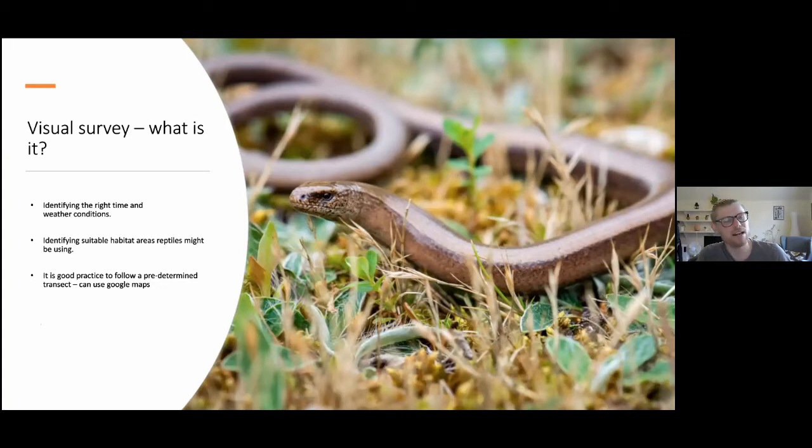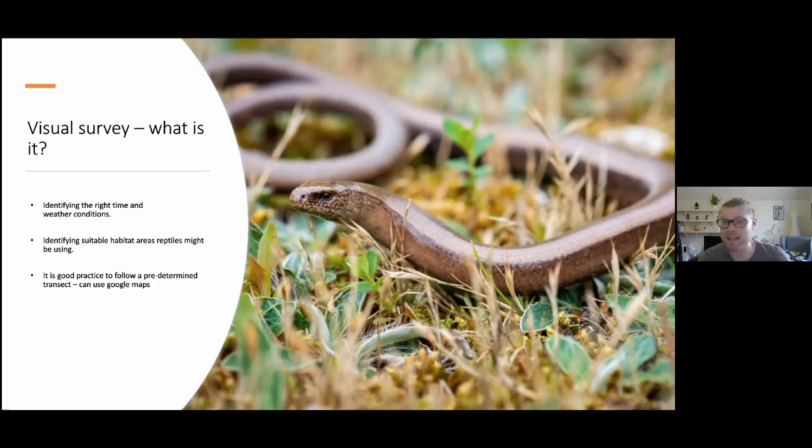Secondary to that, you really need to identify what suitable habitat areas there are, but reptiles actually occupy a very wide range of habitats. They don't really depend on certain species, so they don't care about the vegetative composition, they care about the structure of vegetation. So you'll find them across many, many different habitats as long as there is a wide range of vegetation structure.